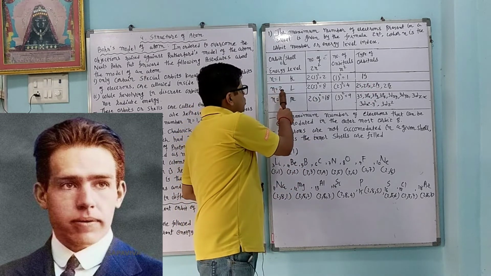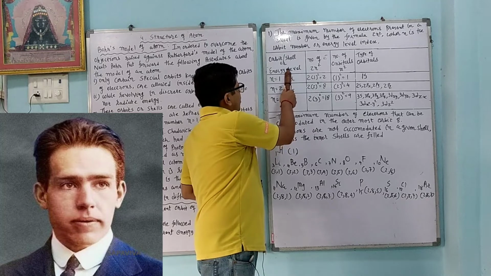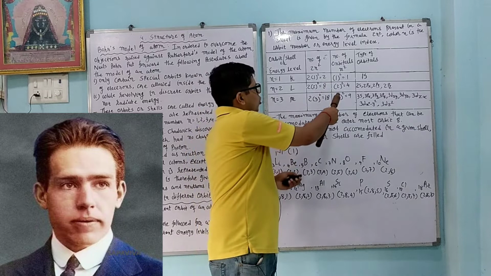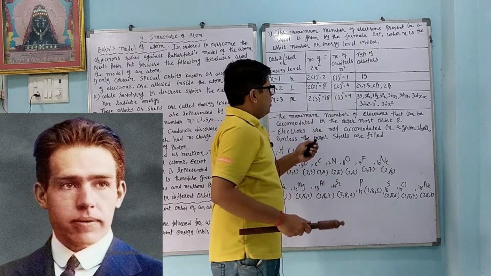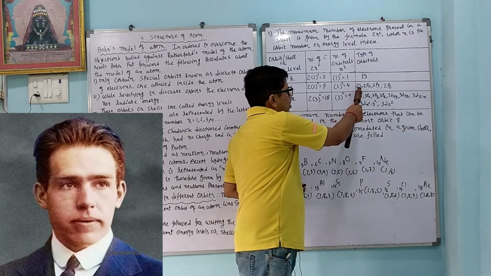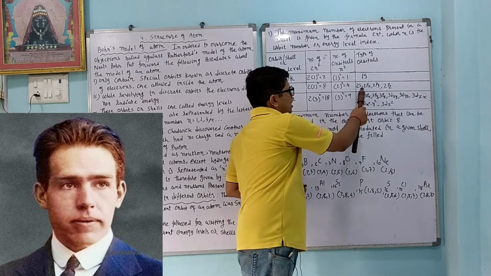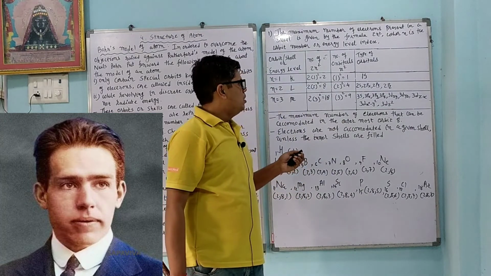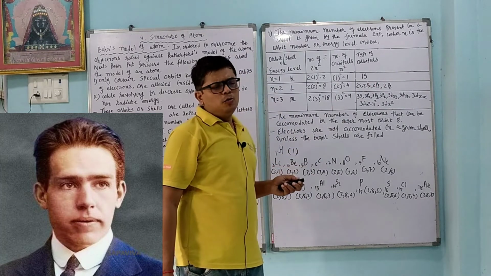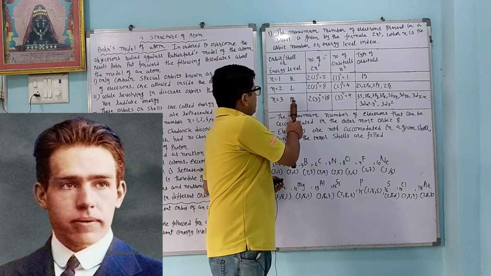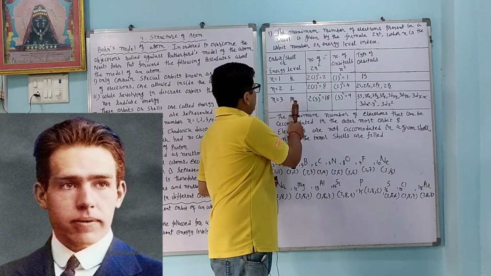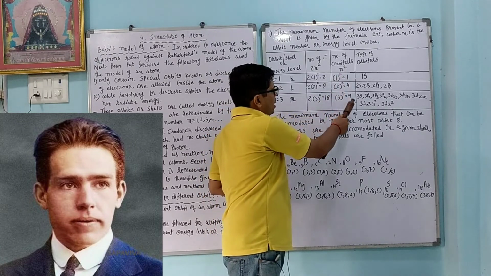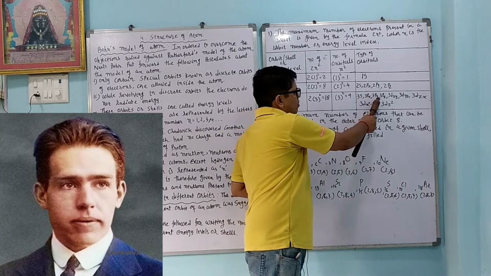Same way, when n equals 2, in the L shell, L orbit or energy level, 8 electrons are present. Now in that orbit, 2 square is 4, meaning 4 orbitals are present: 2s, 2px, 2py and 2pz. So electrons are moving in 2s, 2px, 2py and 2pz. N equals 3 is the M shell, third orbit or third energy state. In that, 18 electrons are possible and the number of orbitals is 9. You can see 3s, 3px, 3py, 3pz.